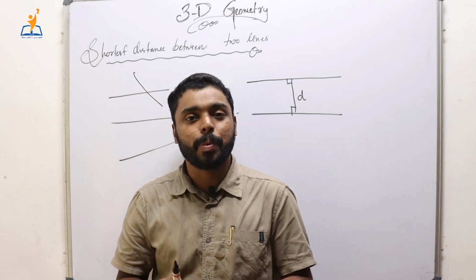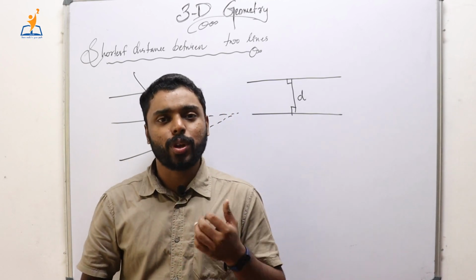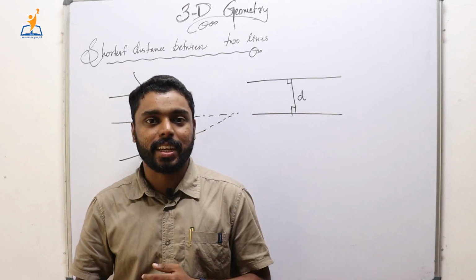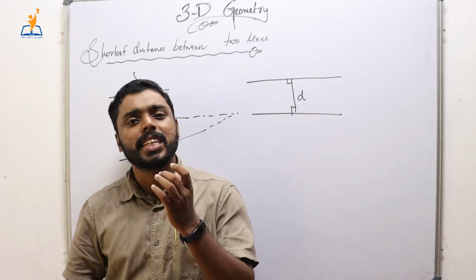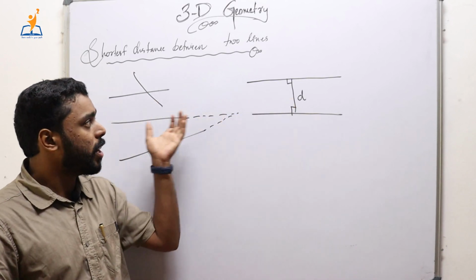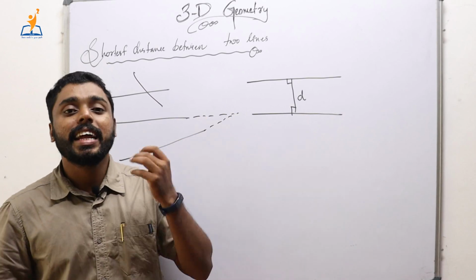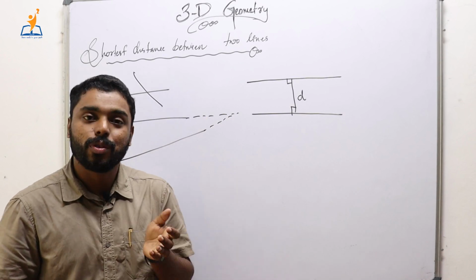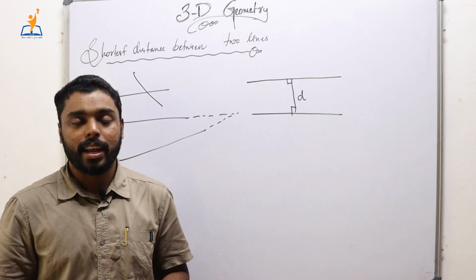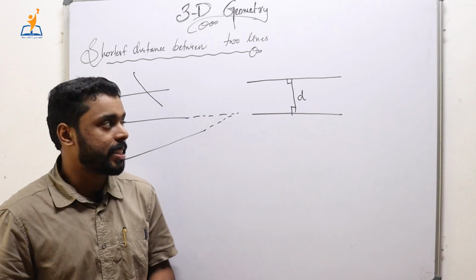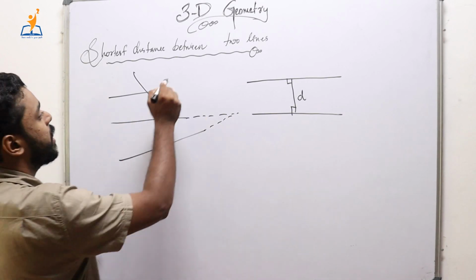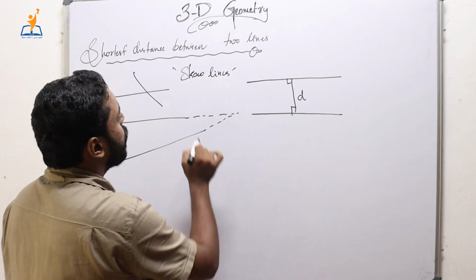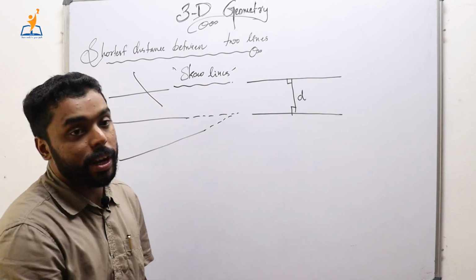So there is a possibility that in the three-dimensional plane you can see situations where the lines are not parallel and non-intersecting. There are only two cases in the 2D plane, whereas in the 3D plane there is another case: the possibility of two lines which are not parallel as well as non-intersecting. Such lines are called skew lines. So skew lines are those lines in the 3D plane which are not parallel as well as non-intersecting.